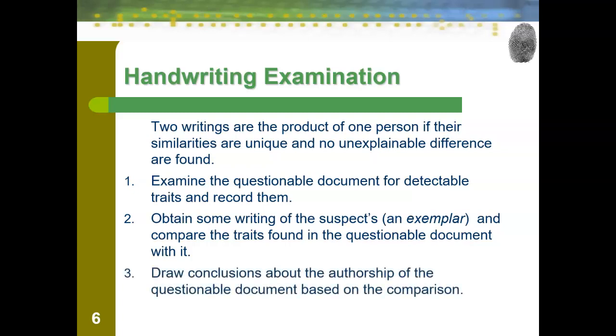Once the exemplar has been compared to the questionable document, the analyst is going to draw conclusions about the authorship of the questionable document based on the comparison. And they are going to say whether they believe that suspect is the author of the document or not.